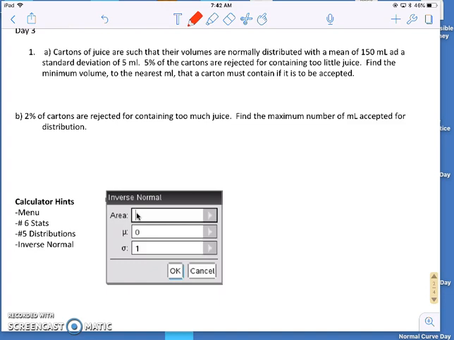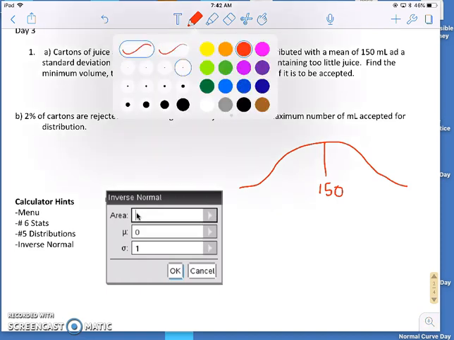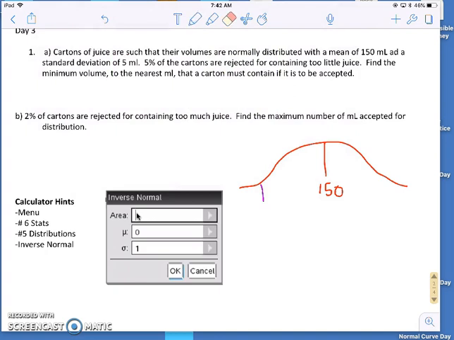A carton of juice is such that their volumes are normally distributed with a mean of 150, so we know right in the middle is 150, and a standard deviation of 5 milliliters. 5% of the cartons are rejected for containing too little juice. Find the minimum volume to the nearest milliliter that a carton must contain if it is to be accepted. So what we're saying here is we need to find this area underneath here. We know that down here represents 5%, but we need to find that number right here that would give us that 5%.